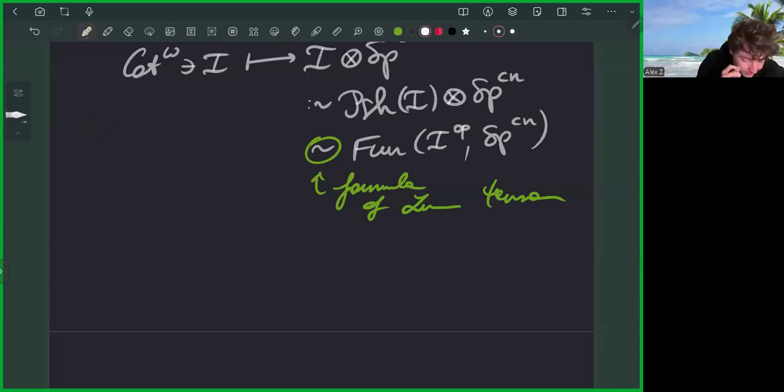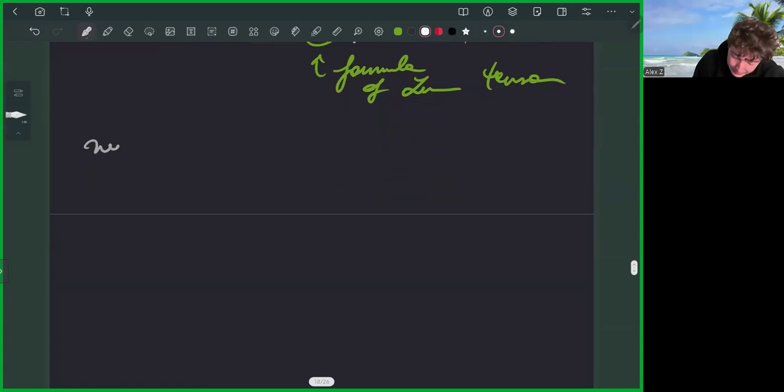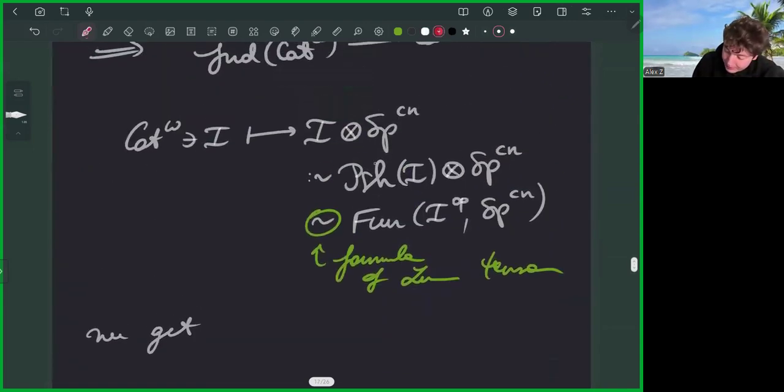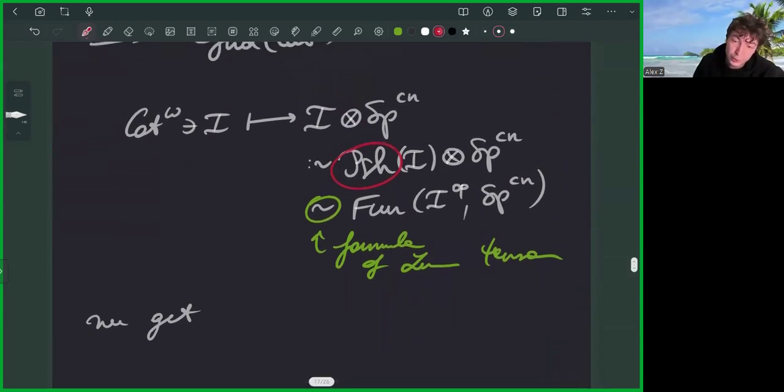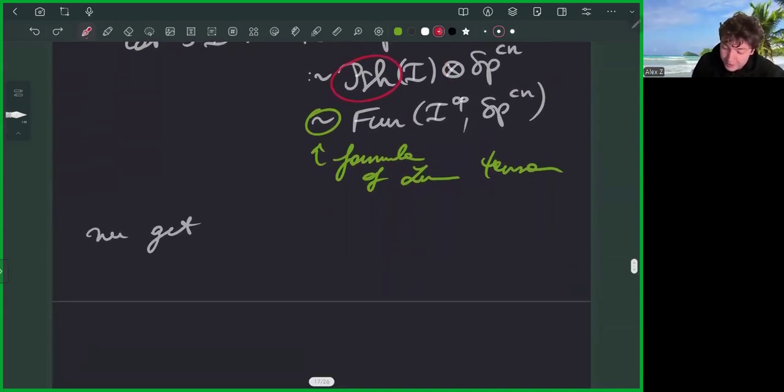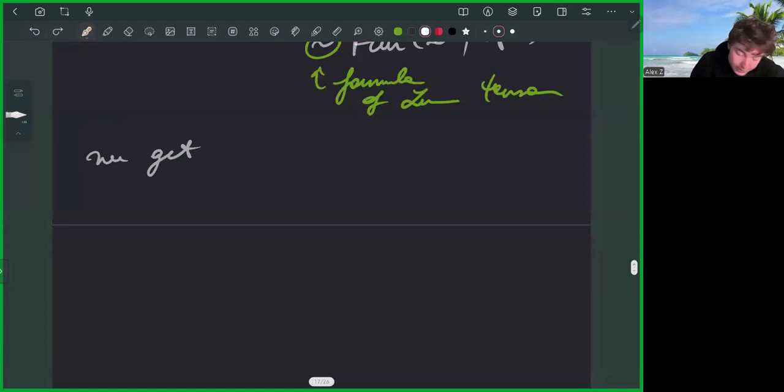Okay, having this, what we get is, the way we define this, if you look at this, taking pre-sheaves is also a symmetric monoidal left adjoint. So this is a symmetric monoidal functor in particular, from Cat to PrL. And then tensoring again with SpCN is again also cocontinuous, and a symmetric monoidal functor.